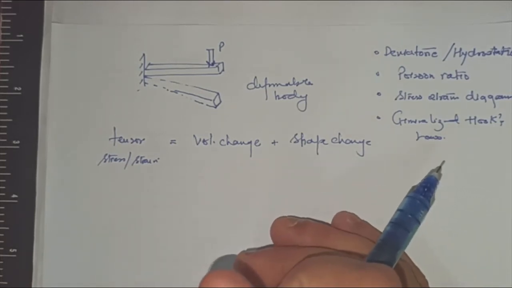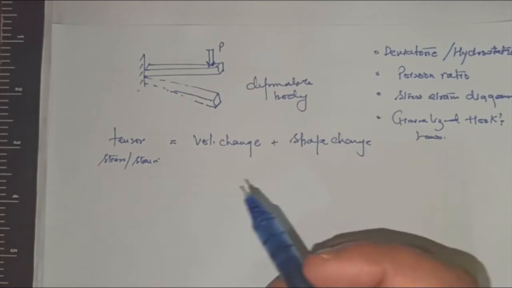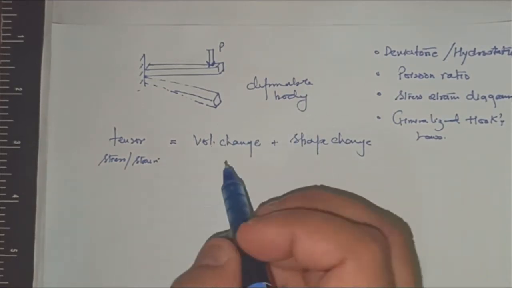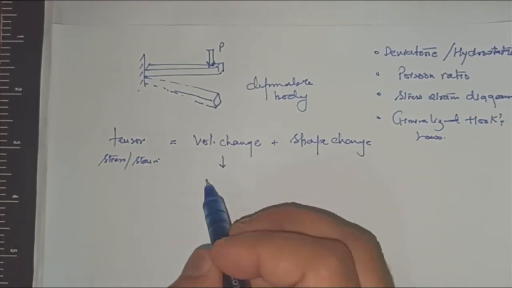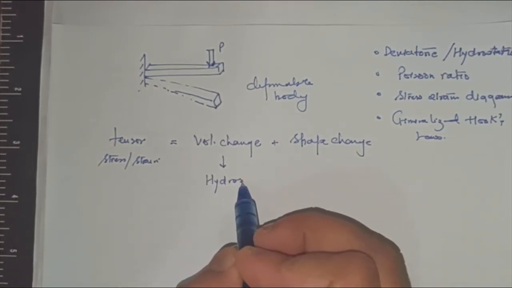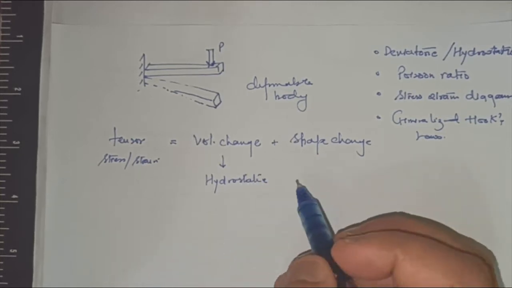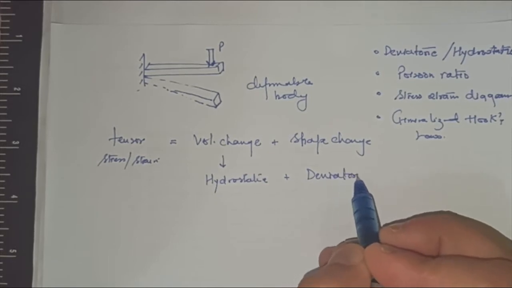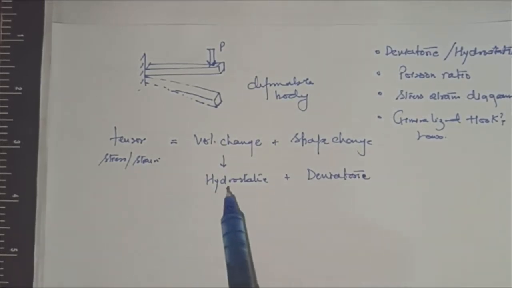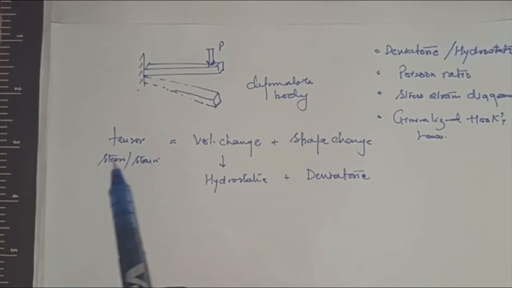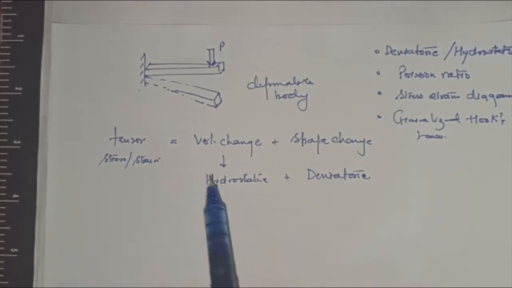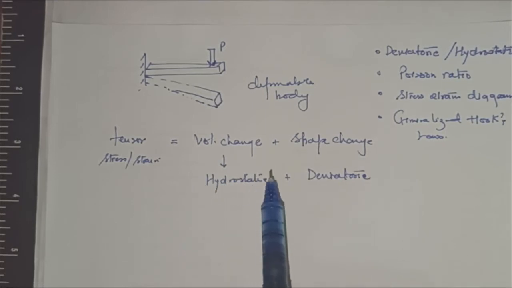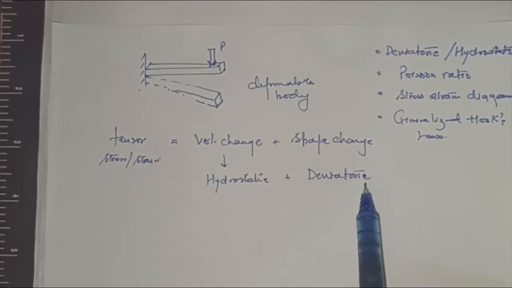Once this happens, we will see that this volume change and shape change is basically called a hydrostatic condition and a deviatoric condition. So basically, if I talk about a stress tensor, then a stress tensor can be decomposed into a hydrostatic stress tensor and a deviatoric stress tensor.